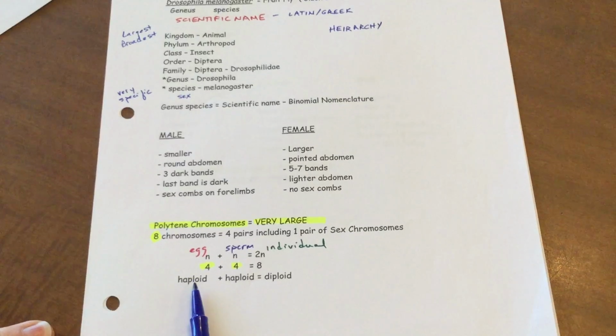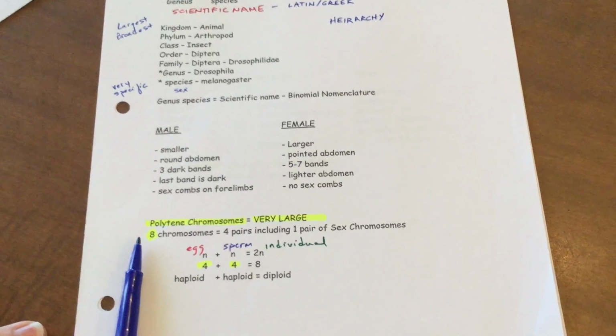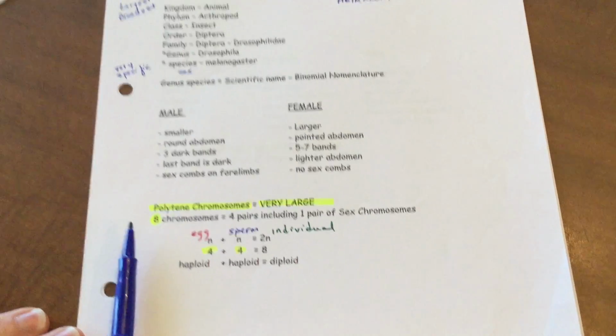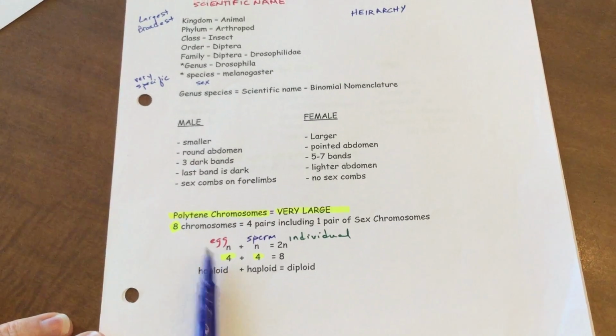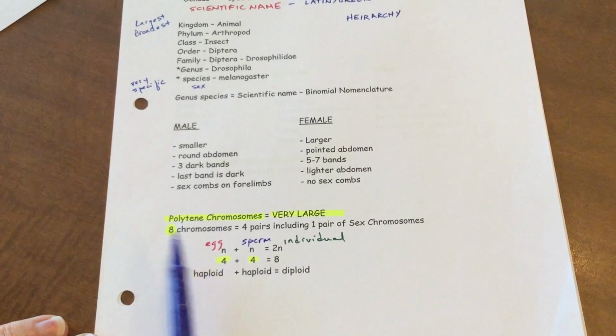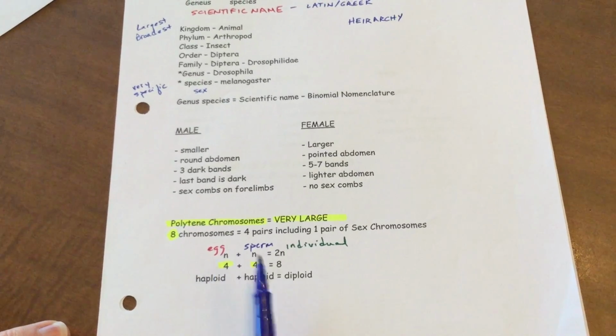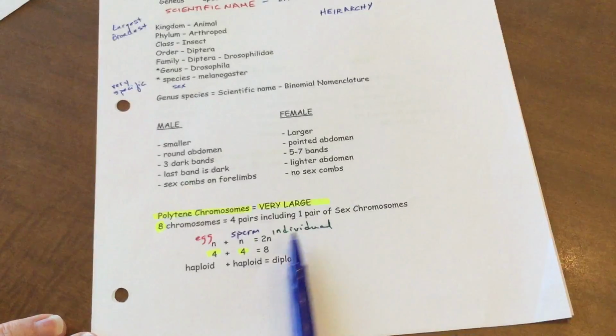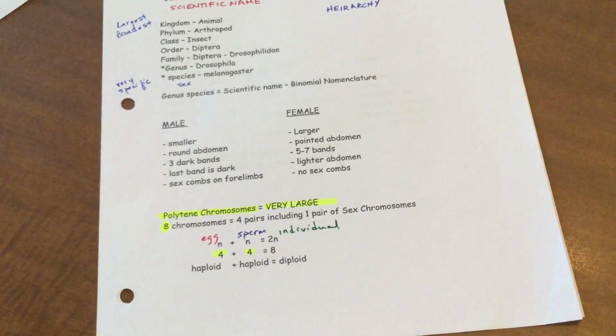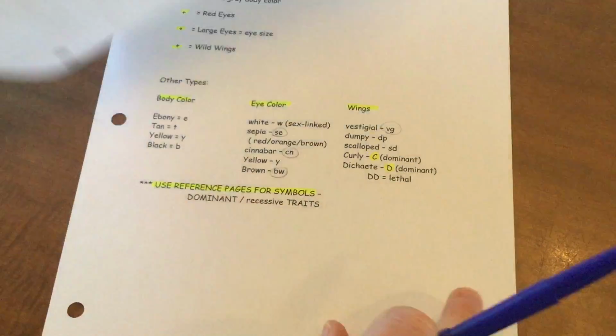When you utilize these at the collegiate level, you'll be looking at their chromosomes, which are called polytene chromosomes because they're super large, they're huge. A fruit fly has 8 total chromosomes. 4 came from the mom, from the egg. 4 came from dad, from the sperm. Put them together, and that is 2N, giving us 8 total chromosomes. Haploid plus haploid is diploid.